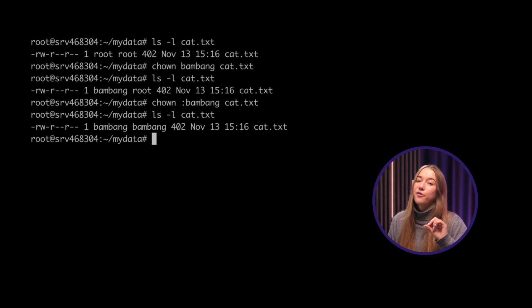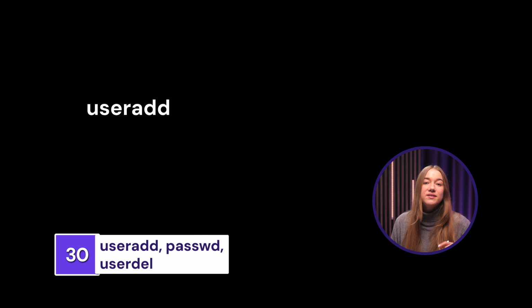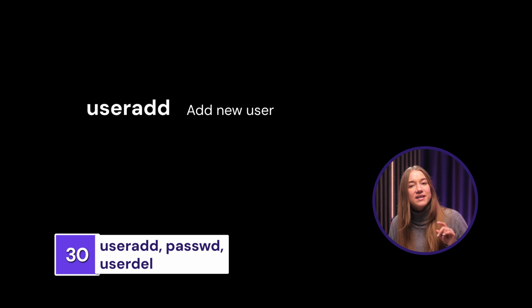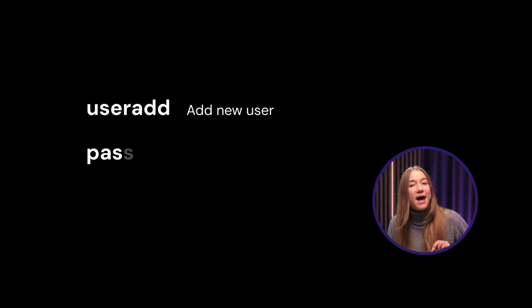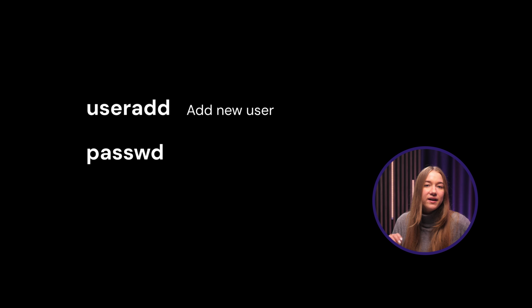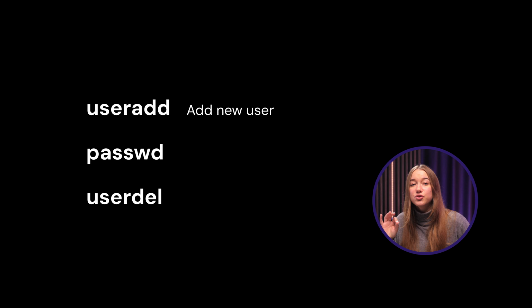Up next, I've got a 3-for-1 deal for you guys. First up, we have useradd. Run it to add a new user to your system. By default, this command won't assign a password to this new user. Run passwd to fix that. And finally, you can run userdel to get rid of a user. You might need to prefix the commands with sudo if you're not logged in as root.